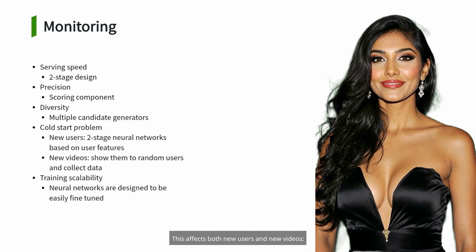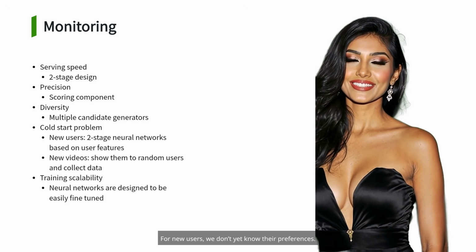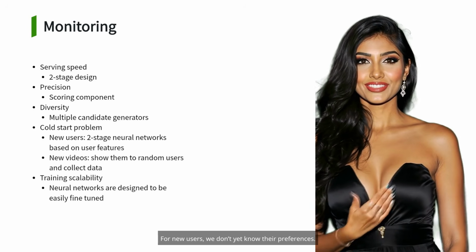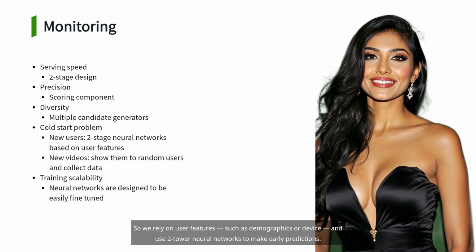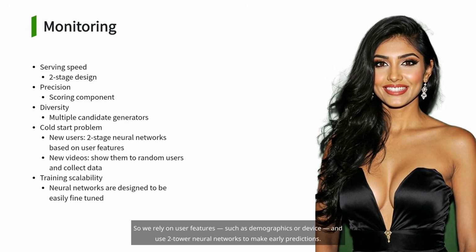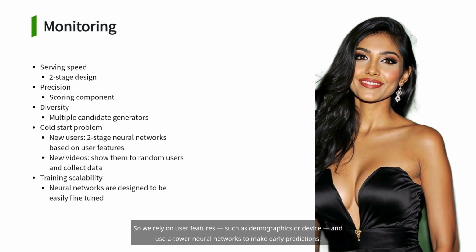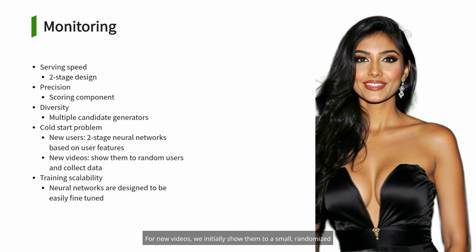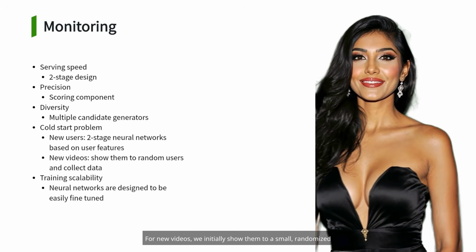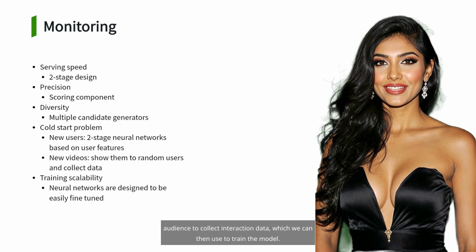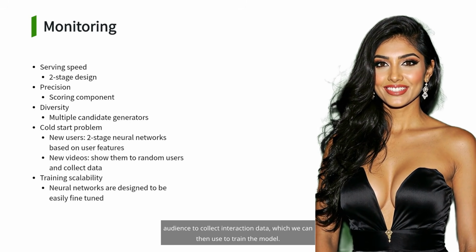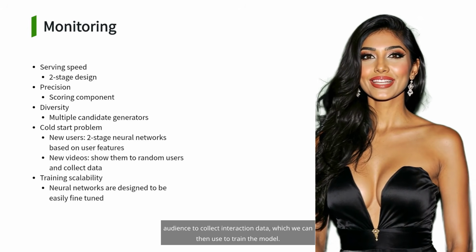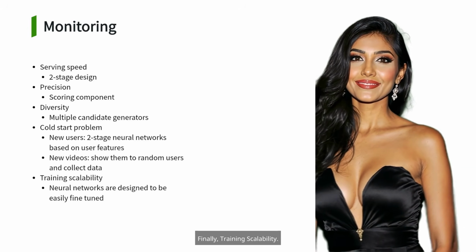Cold start problem. This affects both new users and new videos. For new users, we don't yet know their preferences, so we rely on user features, such as demographics or device, and use two-tower neural networks to make early predictions. For new videos, we initially show them to a small, randomized audience to collect interaction data, which we can then use to train the model.